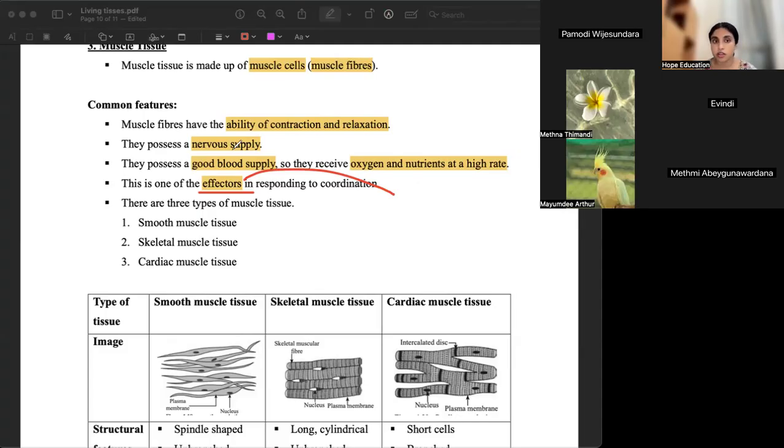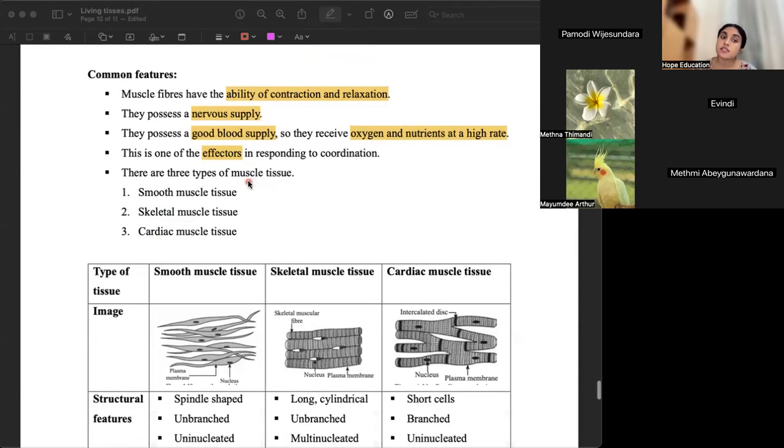What is used to respond. So effectors are mostly muscles. Okay. Then there are three types of muscle tissue. There is smooth muscle tissue, there is skeletal muscle tissue, and there is cardiac muscle tissue.